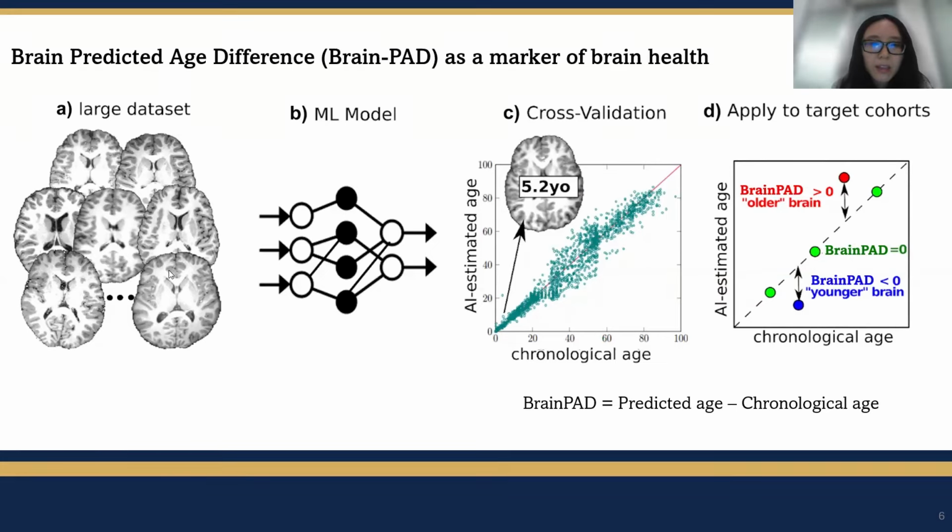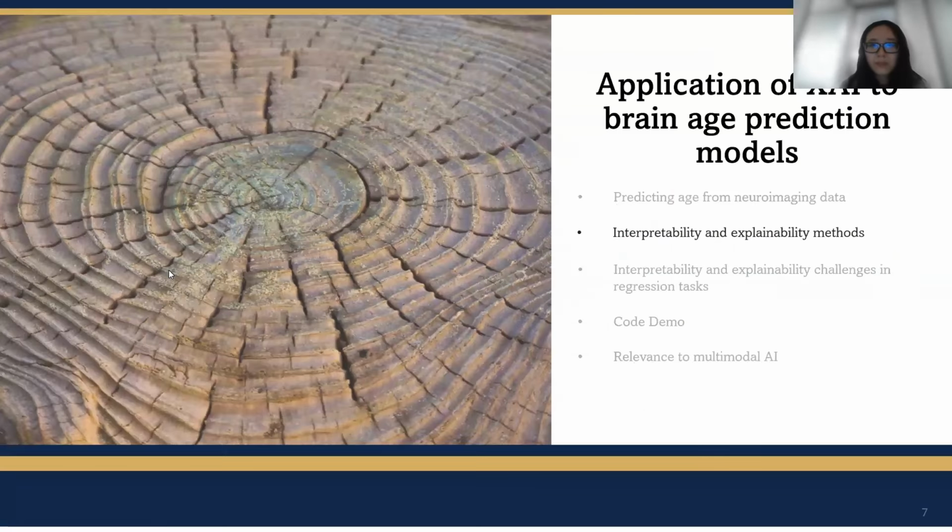So what we end up with is this final metric, which is BrainPAD, and it stands for brain predicted age difference. It's basically the predicted age minus the person's actual age. A positive BrainPAD signifies that the person's brain looks older compared to their chronological age, and a negative BrainPAD means that they have a younger looking brain relative to their chronological age.